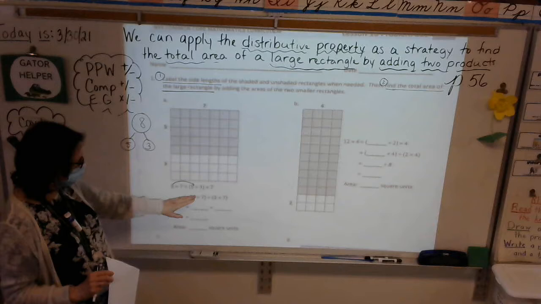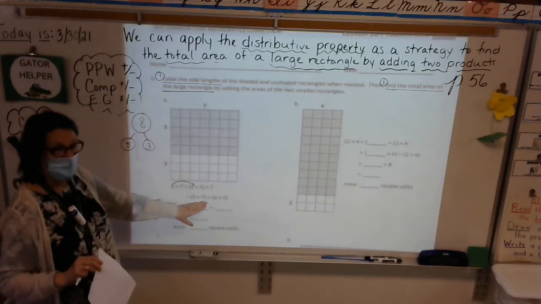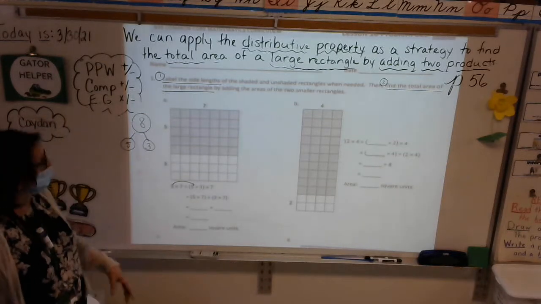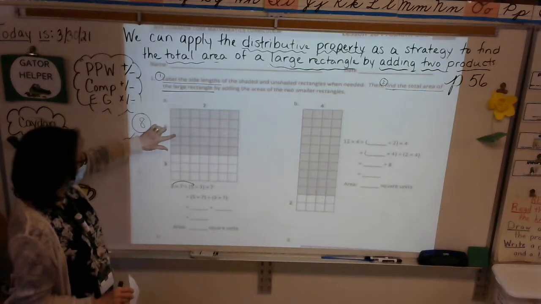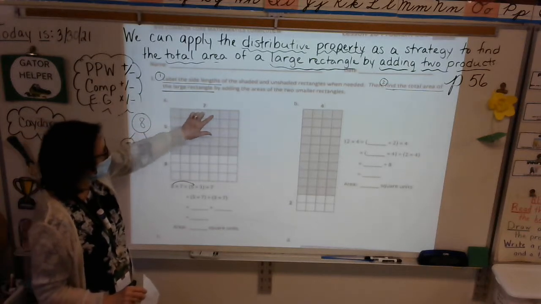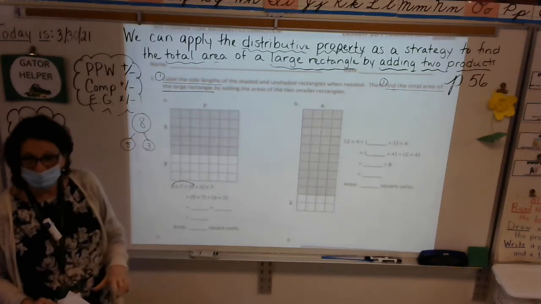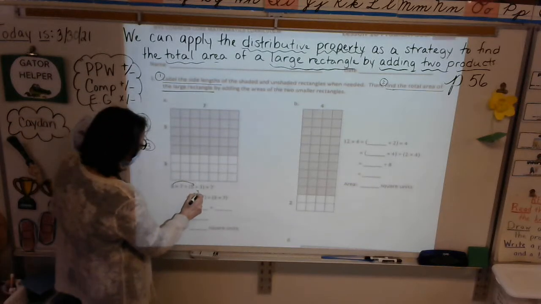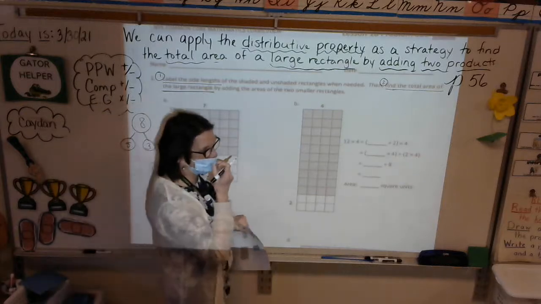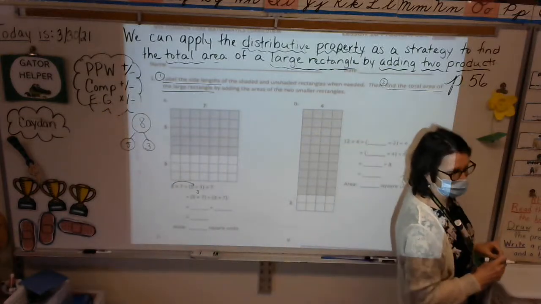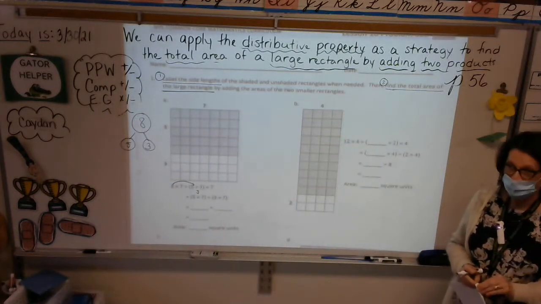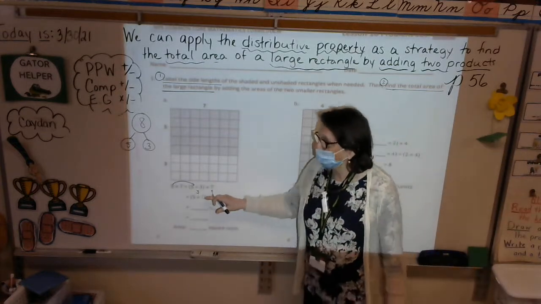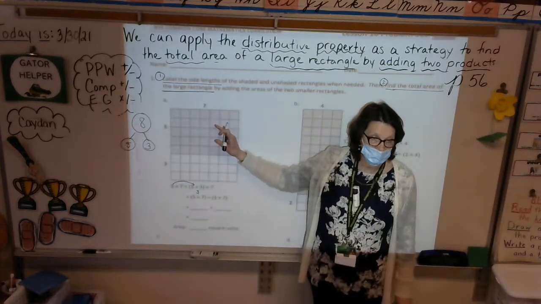Okay, now, under that, they put 5 times 7. Well, what does 5 times 7 represent? 5 times 7 represents 1, 2, 3, 4, 5. 1, 2, 3, 4, 5, 6, 7. We multiplied the side lengths of the shaded rectangle. So above 5 times 7, I'm going to put an S. Go ahead and do that. Let's put an S above 5 times 7. Why did I put an S above 5 times 7? Because that represents the shaded rectangle.